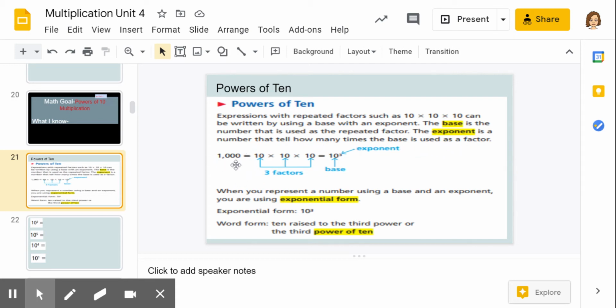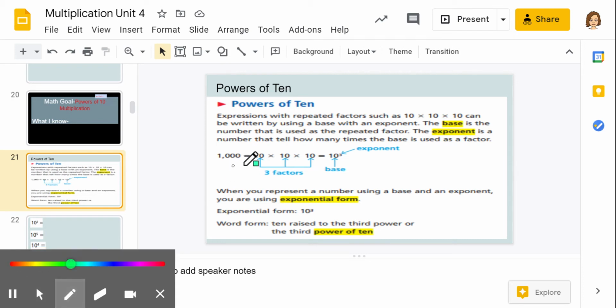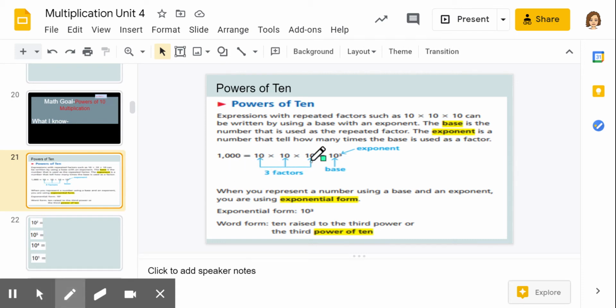So for example here, 1,000, right? We can break that apart into 10 times 10 times 10. Those are our three factors. So our base is 10 because that's what's being repeated. Our exponent tells us how many times we have the 10. We have the 10 3 times. So write that down in your math notebook. Powers of 10. The base is a number that's used as a repeated factor, and the exponent right here tells you how many times you have that factor. Okay? So stop the video and write that down, then come back to me.